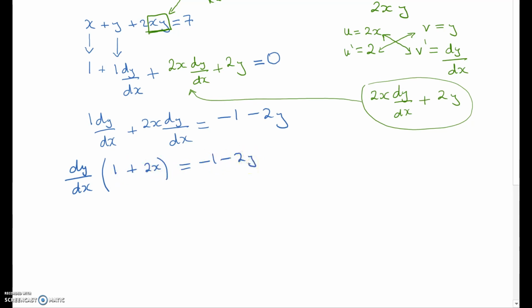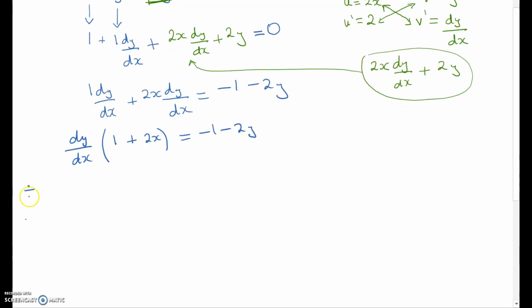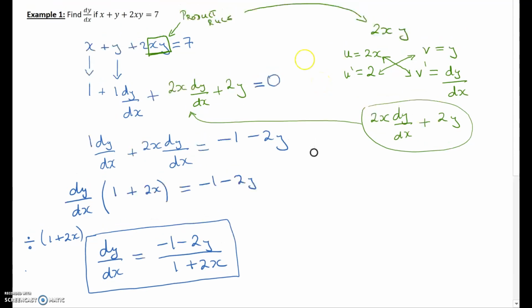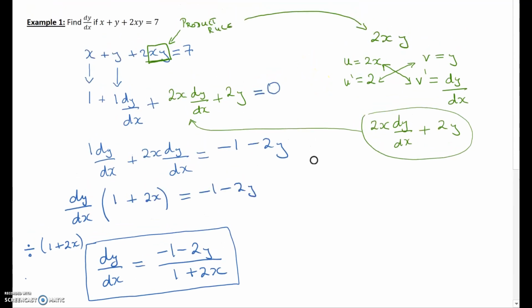And then you want dy/dx on its own, so you divide by whatever's attached to the dy/dx. So we're going to divide by 1 plus 2x, and that's going to give you dy/dx is equal to (minus 1 minus 2y) over (1 plus 2x). Okay, and that's it. You got dy/dx on its own, and that was your objective. So you can see the entire problem doesn't take too much time or too much space, but it's quite easy as long as you remember to work through the steps in that order and to pay attention to how you use the product rule.